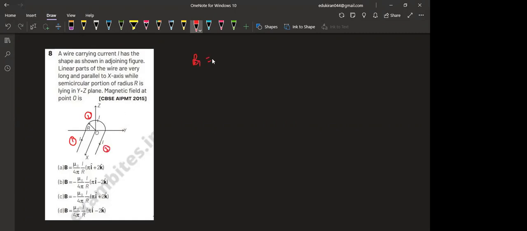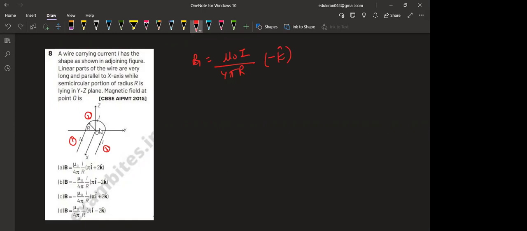So if we write B1, the magnetic field, this segment is a finite wire. This is a semi-infinite wire, extending towards infinity. This is at the center. So we'll use the formula mu naught I by 4 pi r. Now use the rule which we have studied, the right hand thumb rule. Your right hand will be pointing towards the current, the direction in which it is moving. Then if you curl your fingers towards point O, this will be inside. So we'll write it as minus k cap, that is negative Z axis.